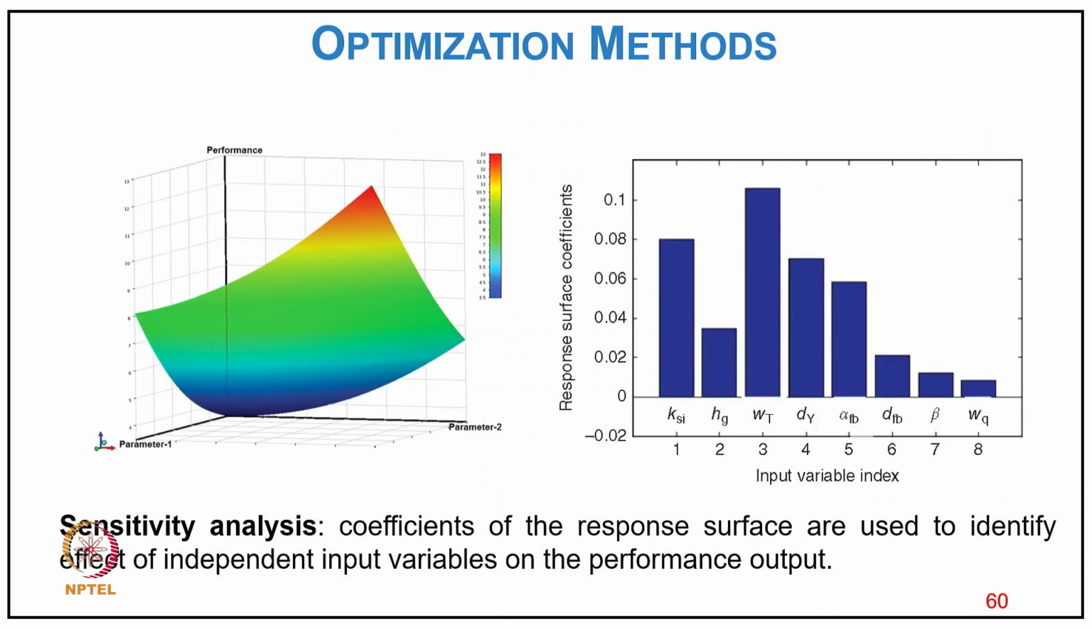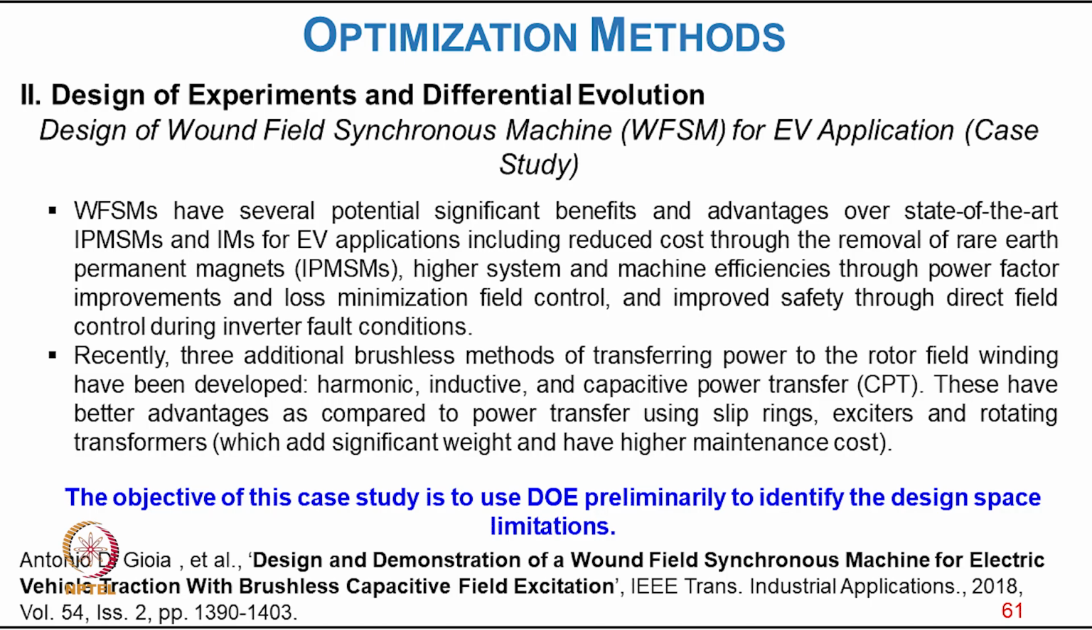Now this is the sensitivity analysis, which is done typically for the coefficients of the response curve, used to identify the effect of independent input variables on the performance. As you can see, there are three-dimensional characteristics as well, of response coefficient with the input variable index. Coming to design of experiment with differential evolution, the design of a wound field machine for EV application is taken as a case study.